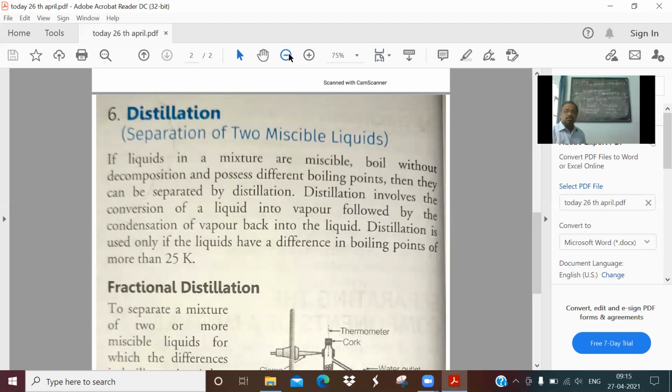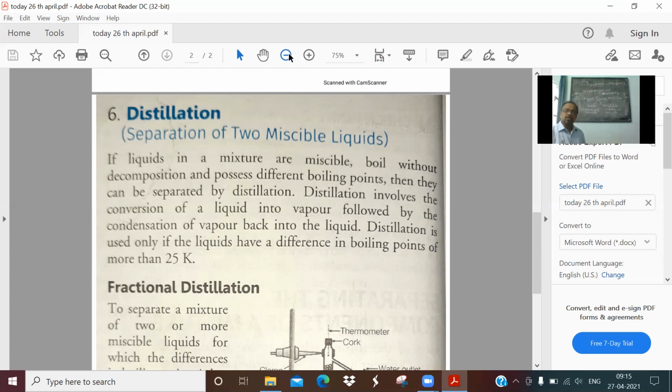Here K is a unit of temperature. 25 degrees Celsius, you know it. Now K is Kelvin. Don't forget about this. You just keep in mind there should be a difference in the boiling point between the two liquids. Then only this could be used.